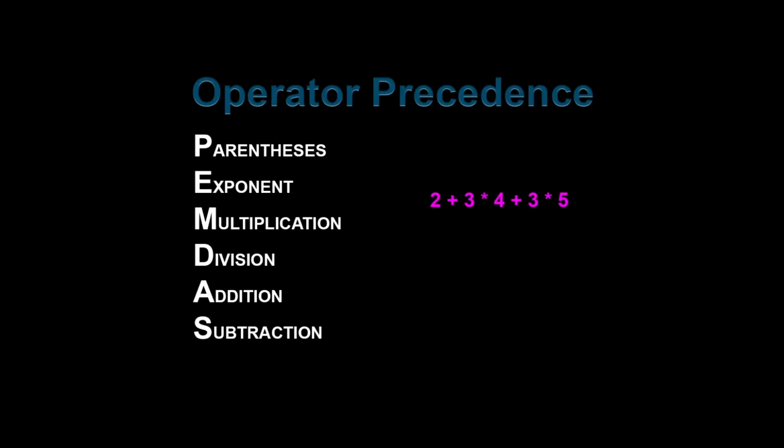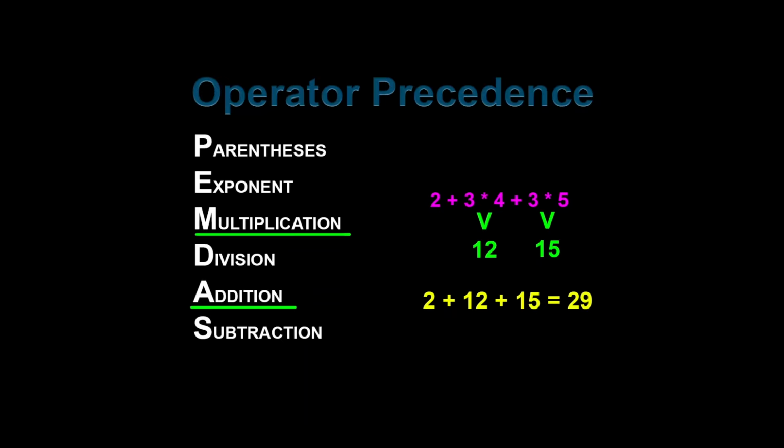However, if we solve the equation using the order of operations, multiplication takes precedence over addition. So first we would multiply 3 times 4, which gives us 12, then 3 times 5, which gives us 15, making the equation 2 plus 12 plus 15. And when we add these numbers, we get 29, which is the correct answer.